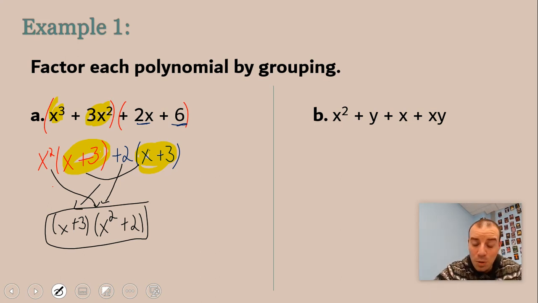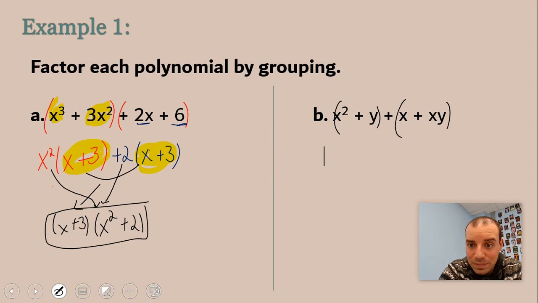So again, group the terms. First 2 terms, second 2 terms. Take out the greatest common factor, rewrite it, and then combine. So here, this one's a little bit weird, especially in the first part. X squared and y don't really have anything in common, right? They both don't have an x, they both don't have a number. So we're going to just pull a 1 out.